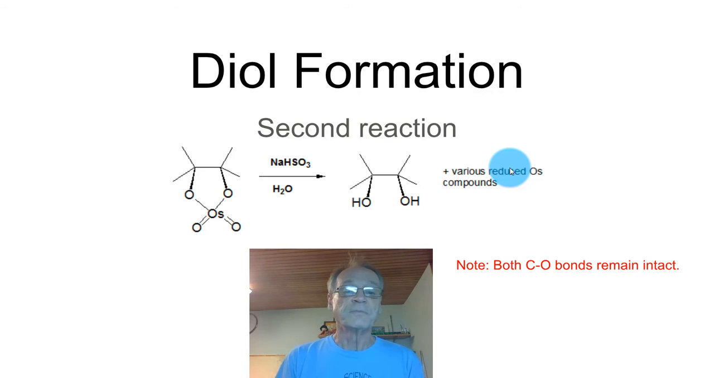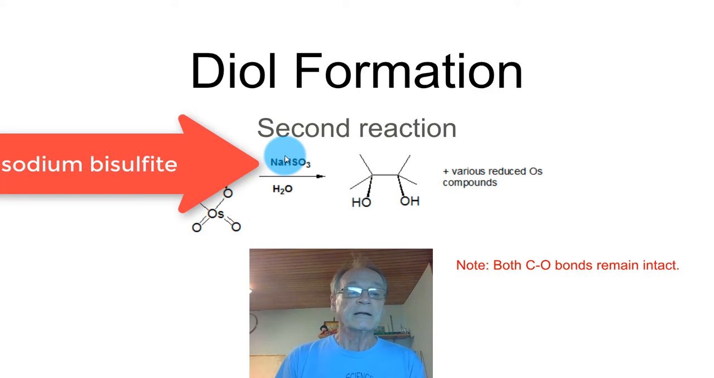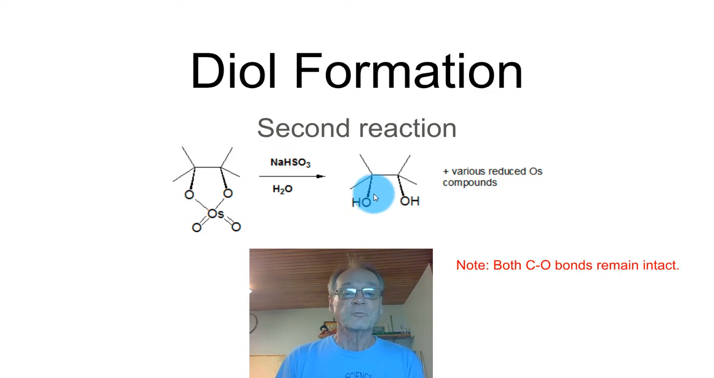The second reaction is more complicated in terms of the mechanism. We won't talk about the mechanism at all, but it uses a reducing agent, sodium bisulfite, and water. And you might wonder, what happens to the sulfur? What happens to the sodium? What happens to the oxygens of the water? That's all fairly complicated, and we're not going to worry about it. Notice it just says various reduced osmium compounds as a product. That's a bit of a problem because those need to be disposed of in some way, shape, or form, but we're not going to worry about that. We're just going to write the product.